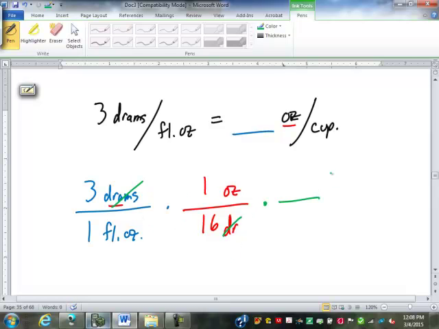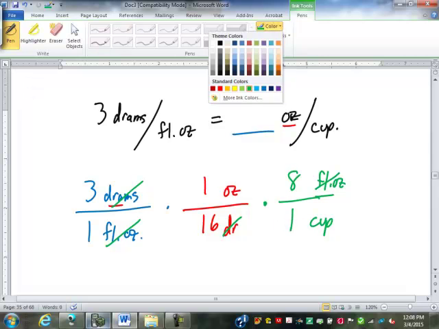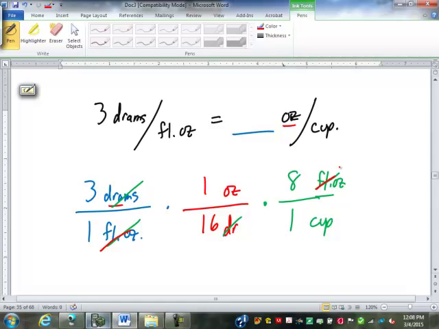I have to get rid of the fluid ounces, which will go on top. So they will cross cancel, going to cups. 1 cup is 8 fluid ounces. So now the fluid ounces are gone. Now it's just a matter of multiplying out.